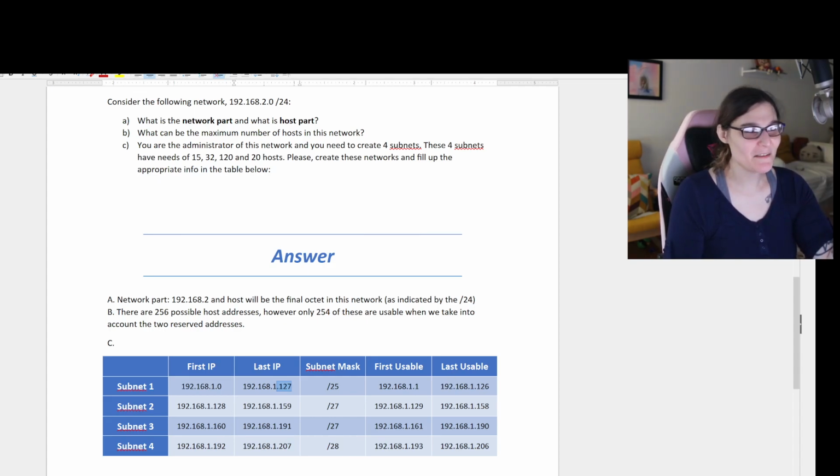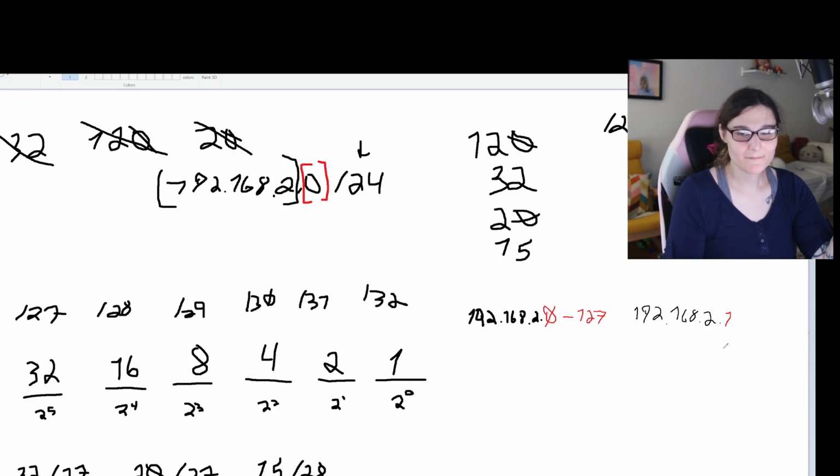Well, again, we can't use the first and we can't use the last. So we're going to take this number here of the last IP address and subtract 1 from it. So that will go until 126. Okay, I hope that makes sense.